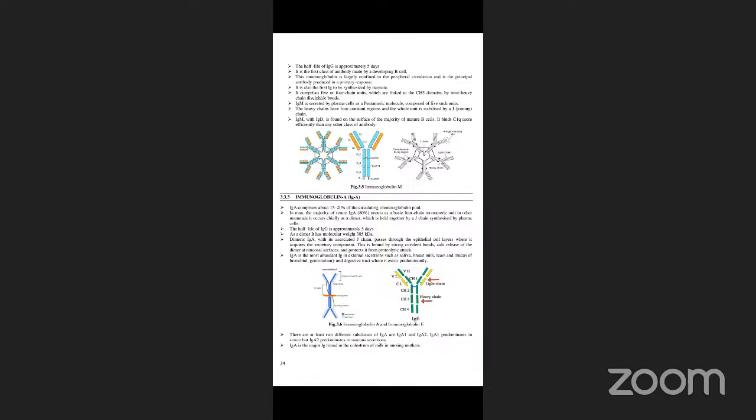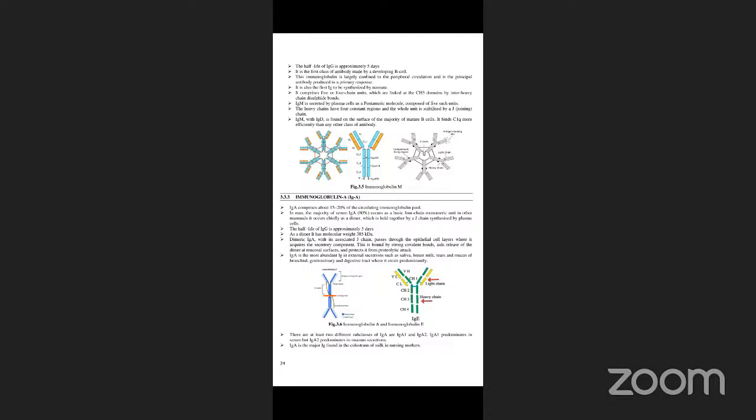It comprises 5 or 4 chains. Here you can see it is usually a pentamer, not a single Y shape, but 5 antibodies together forming a pentameric molecule. The heavy chains have 4 constant regions, and the whole unit is joined by a J chain. IgM and IgD are found majorly on the B cell.